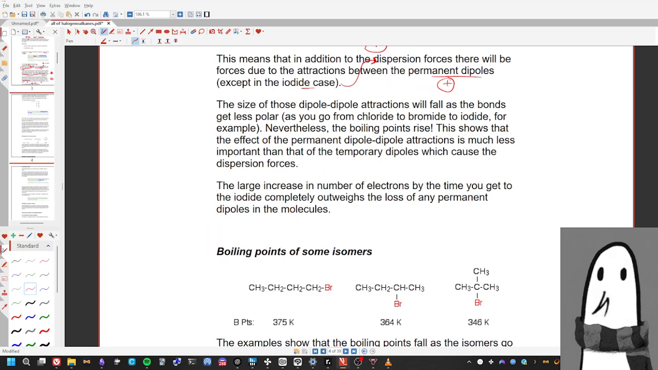Now the size of these dipole forces will fall as the bonds get less polar, obviously. As you go down the group, they get less electronegative. Chlorine, bromine to iodine. Iodine is the least electronegative. Chlorine is the most electronegative. So as you're going down the group, it's getting less electronegative, so the dipole-dipole attractions will fall. However, the boiling points will still rise.